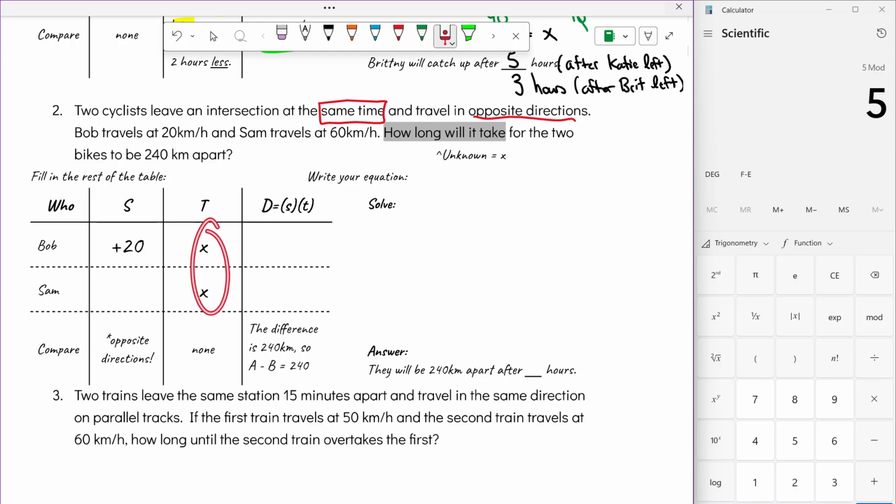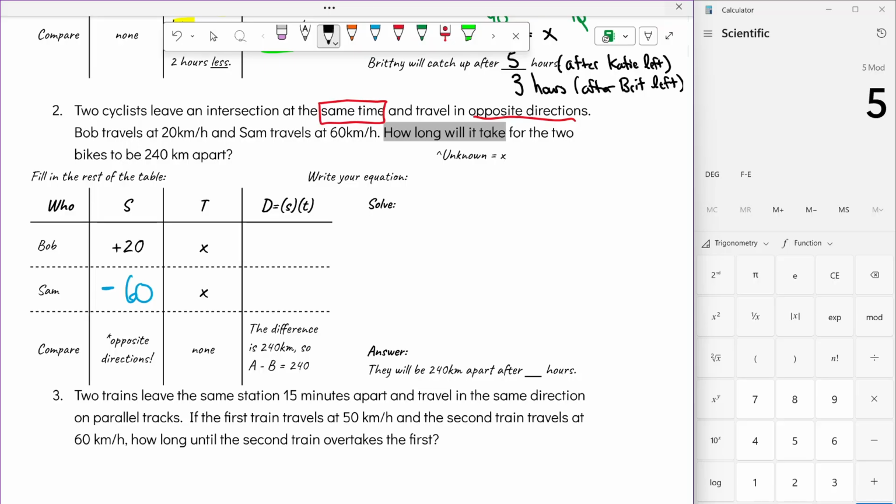And so we've gone ahead and said that both of them are traveling for unknown time x, and we do want to know how long that took. So that's going to be our variable. Now, we said that Bob is traveling at 20 kilometers per hour, so we've put his speed as plus 20. They're traveling in opposite directions, and Sam's traveling at 60 kilometers per hour. So if Bob is plus 20, Sam's definitely doing 60, but he is doing negative 60. E-bike or maybe a motorcycle, I guess, if he's doing 60 kilometers per hour. That would be a pretty fast bike ride. But the key here, of course, is that since they're going opposite directions, if Bob is positive, then Sam has to be negative. Now that we filled those in, we can fill in what their distance would be.